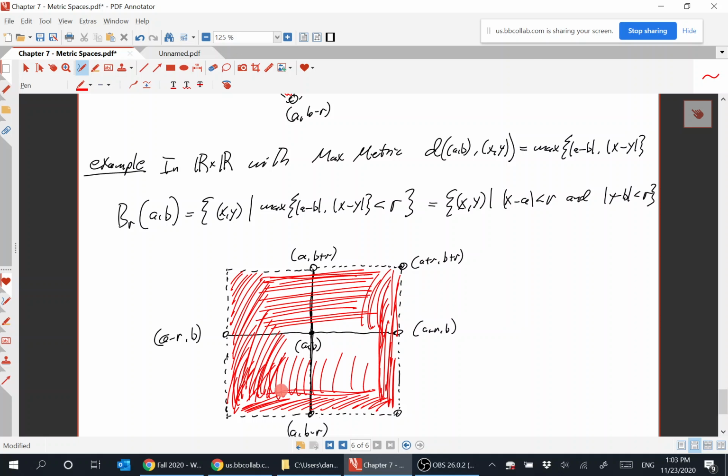If you're saying the max of a minus b, comma, x minus y is less than r, you mean that just both of them are less than r, because the bigger one is less than r and the smaller one is smaller than that, or they're the same size. So it's just this whole thing here.